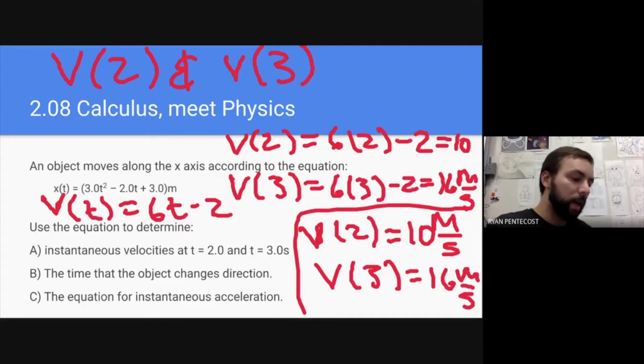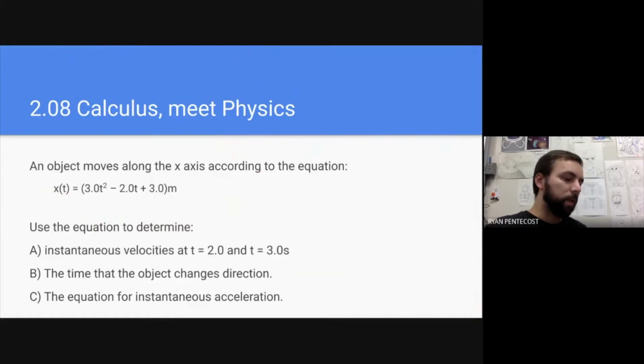So that's the answer to A. Your instantaneous velocity at t equals 2 and t equals 3 is 10 meters per second and 16 meters per second. So that means that this sucker is really moving. That's an acceleration right there, 6 meters per second in that 1 second. All right, so let's clear that out.